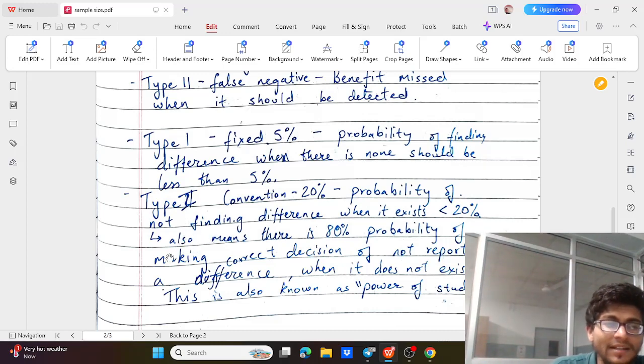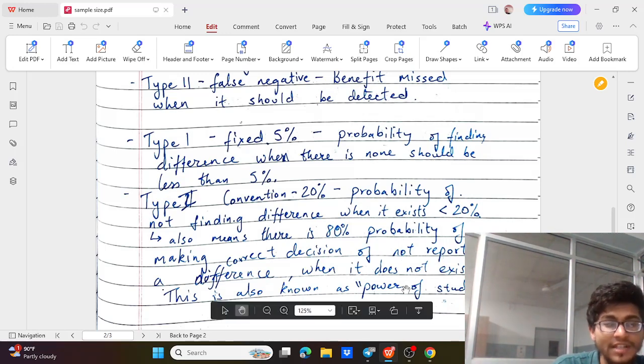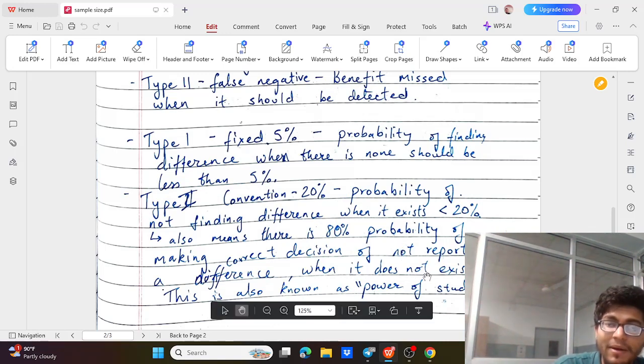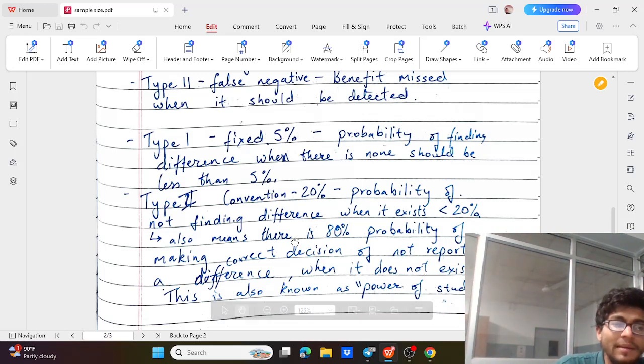ठीक है, देन इसका ये भी मतलब है कि प्रोबेबिलिटी क्या है, 80% चांस है कि हम करेक्ट डिसीजन ले रहे हैं, कि रिपोर्ट करने की ज़रूरत नहीं है. 80% चांस है कि कुछ फाइंडिंग में असली में कुछ बेनिफिट नहीं है और हम वो रिपोर्ट नहीं कर रहे हैं, वो सही डिसीजन है. लेकिन टाइप 2 एरर को हम 20% ले रहे हैं, इसका मतलब ये रहेगा कि 80% प्रोबेबिलिटी है कि हम डिसीजन करेक्ट ले रहे हैं. ठीक है, और इसी को बोलते हैं पावर ऑफ स्टडी भी. तो टाइप 2 एरर को हम पावर ऑफ स्टडी भी बोलते हैं.